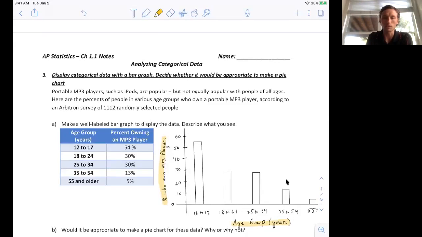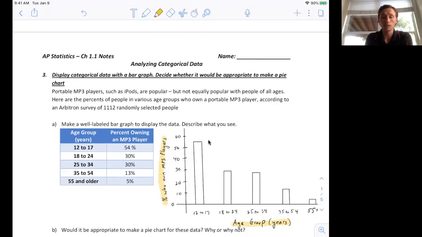I think you all know this. Now, one thing I do want to make sure I say is that even though these are numbers, 12 to 17, it's a categorical variable because they fall into a category. If they're 15 years old, they still fall into the category of being between 12 and 17. That's why this is a categorical variable. Next thing I want to answer is, would it be appropriate to make a pie chart for these data? Why or why not?